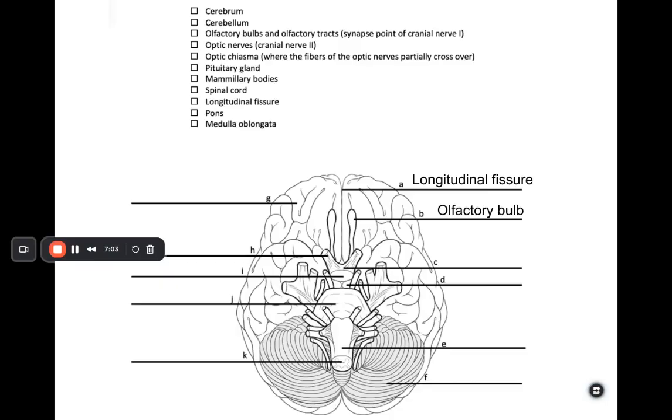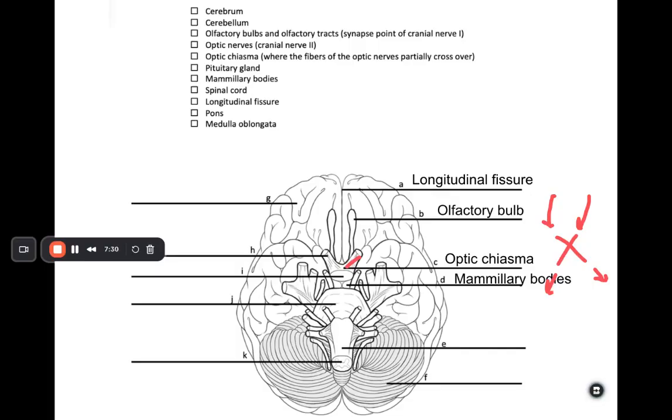Olfactory bulb, the olfactory is going to have to do with your sense of smell. The optic chiasma, a chiasma just means it's going to crisscross. All right, so these nerves are going to make an X, like a crisscross shape. So the information coming in here is going to follow this track. All right, so chiasm just means they're going to crisscross.